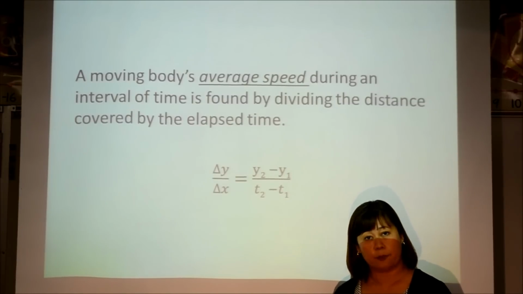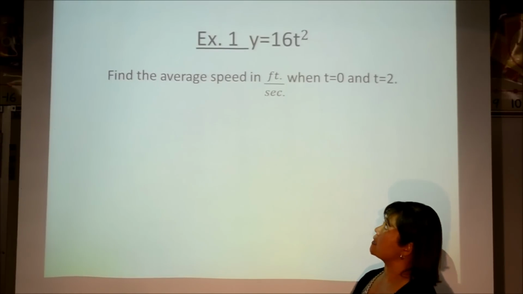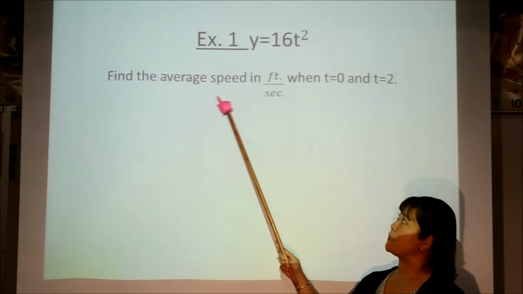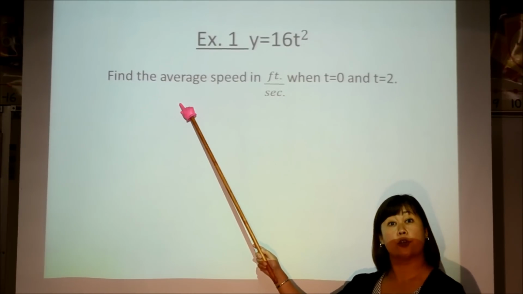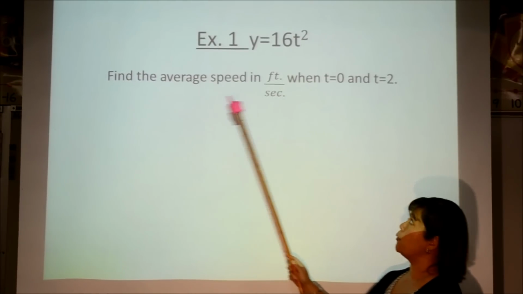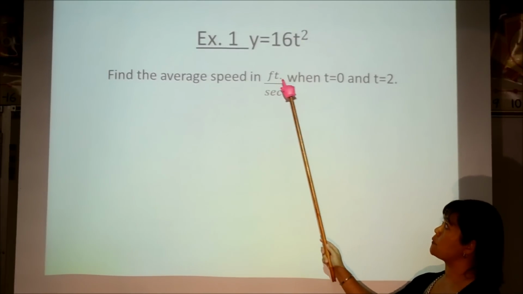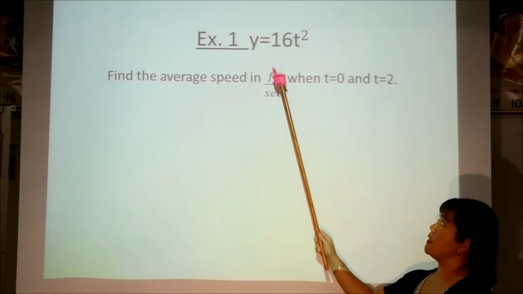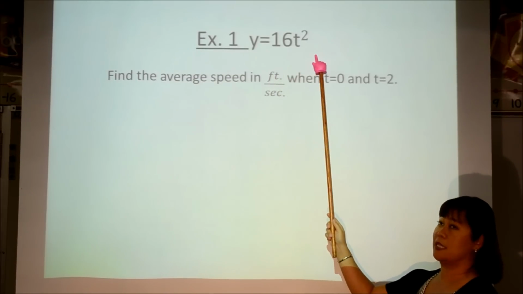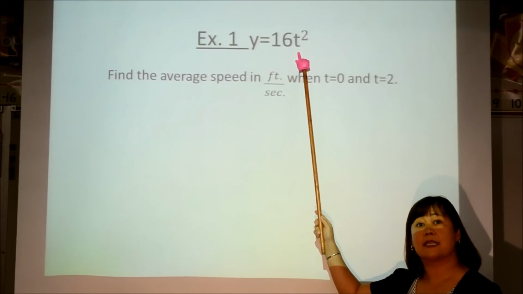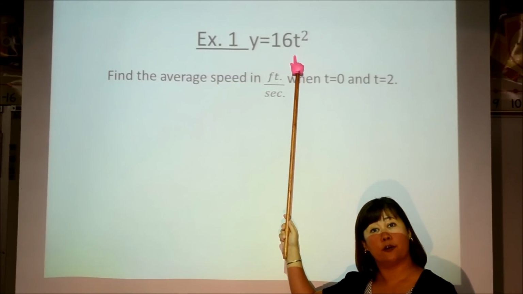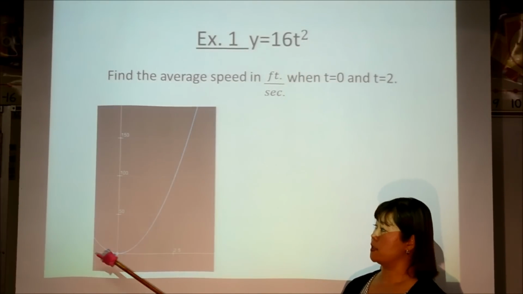So let's try example number 1. Example number 1 is asking us, again, to find the average speed. So we're using that formula that was just given for t equals 0 and t equals 2, for the units of feet over second. The equation that we have is y equals 16t squared. Now let's think about this. 16t squared should be the shape of a parabola. So that's going to be this parabola right here.